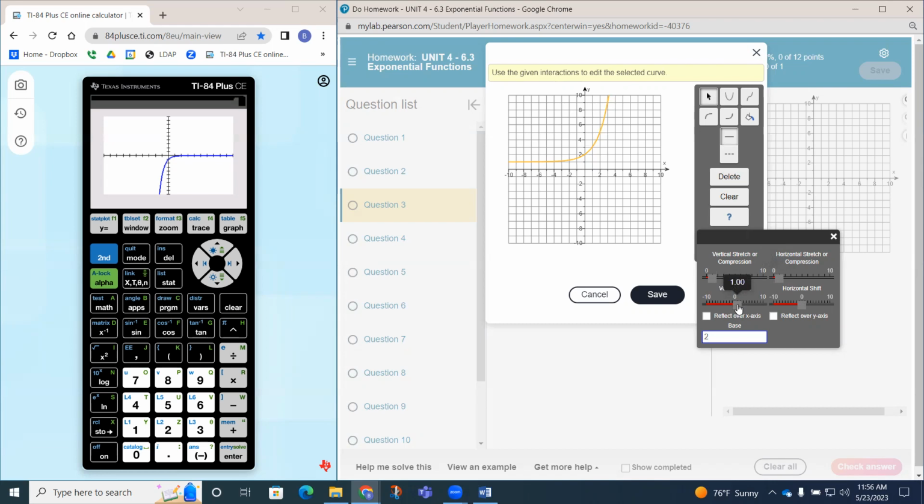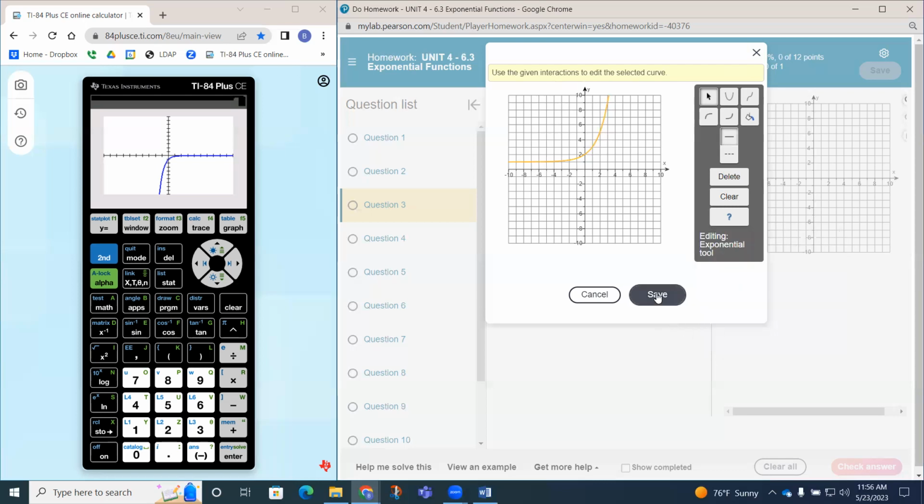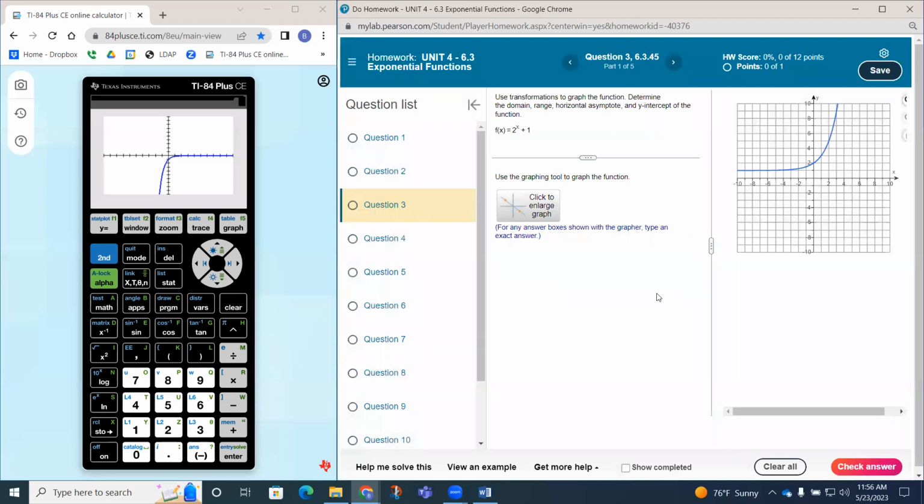I click the mouse and it shows me there. My little mouse turns to a finger pointer. If I click that, it shows me that I'm at 1. Notice that the horizontal shift remains at 0, so we don't want to change that. And there aren't any reflections over the x or y axis because there are no negatives in the problem. Notice the base is 2. So if we save this, that should be what our graph looks like.